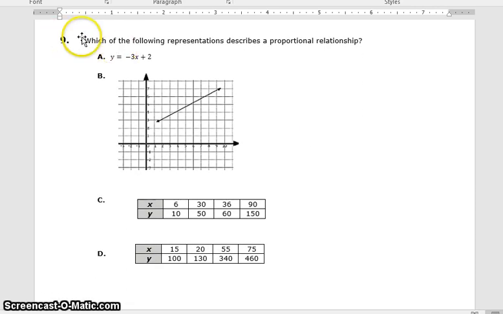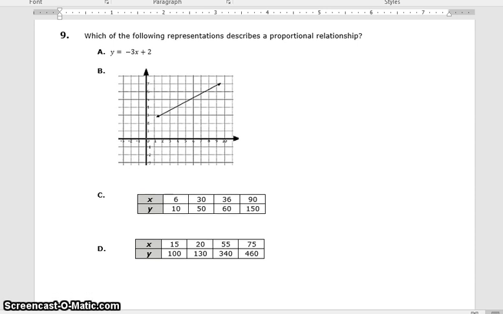Nine. Which of the following representations describes a proportional relationship? A, B, C, D. Type them in. Get the equation. Which one is proportional?